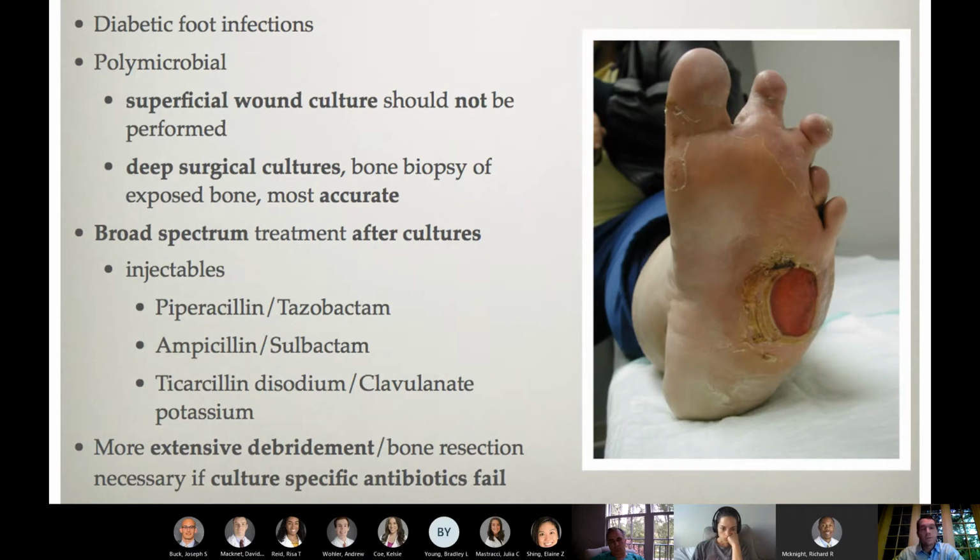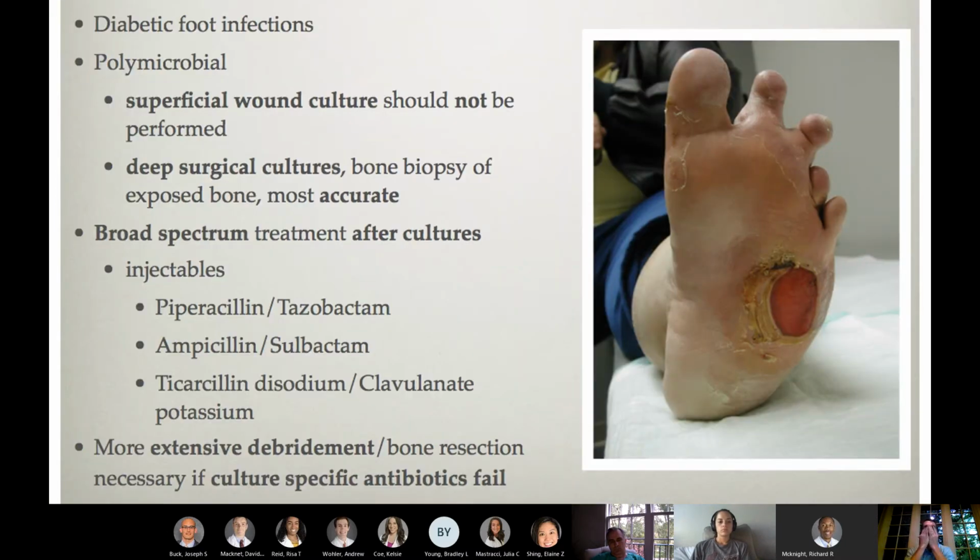And then we typically start broad spectrum antibiotics after cultures and then narrow them with the help of infectious disease. More extensive bone debridement is sort of the go-to because patients don't heal well. They have the poor microvascular flow and the poor immune response, like we discussed earlier. So, the ulcer pictured here might do well with the debridement and bone resection, but it's better to be aggressive with the initial debridement.